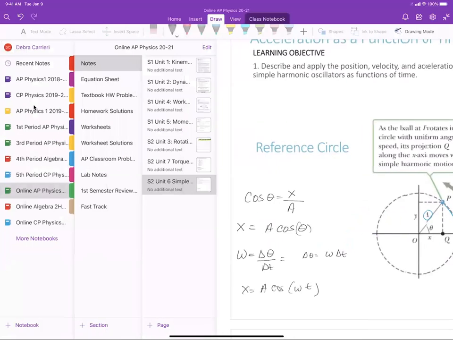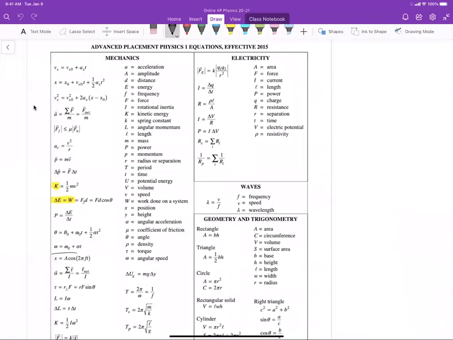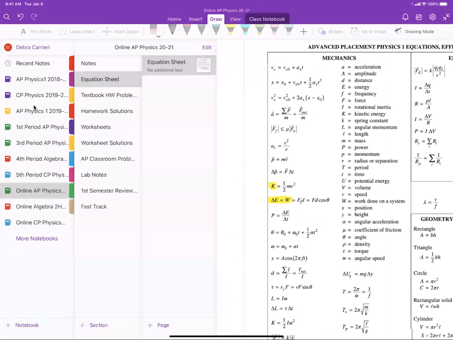Now let's go look at our equation sheet, because this equation is actually there. Okay, here it is right there. So notice, however, instead of its angular speed, it has 2 pi times frequency. Where did that come from?